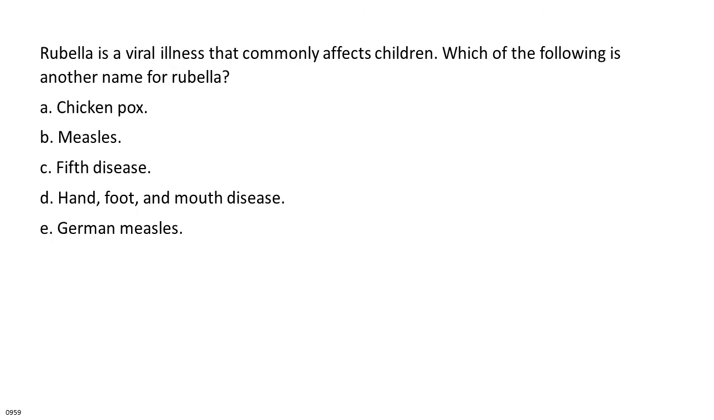Rubella is a viral illness that commonly affects children. Which of the following is another name for rubella? A. Chickenpox. B. Measles. C. Fifth disease. D. Hand, foot, and mouth disease. E. German measles.